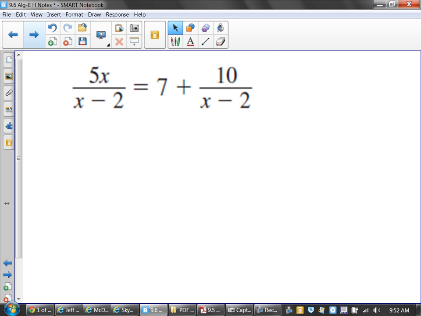Each one of these is going to get a little progressively weirder. So I have 5x over x minus 2 is 7. I would probably put that 7 over 1 when I'm writing the problems down, just so I know that there's a denominator there. Plus 10 over x minus 2.